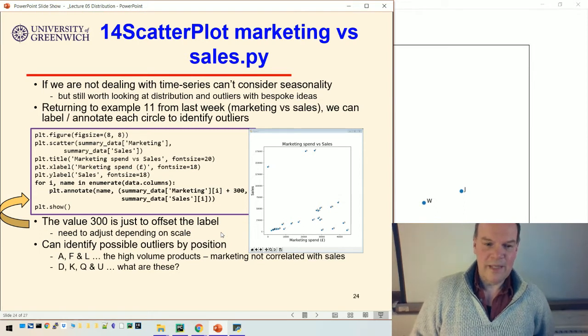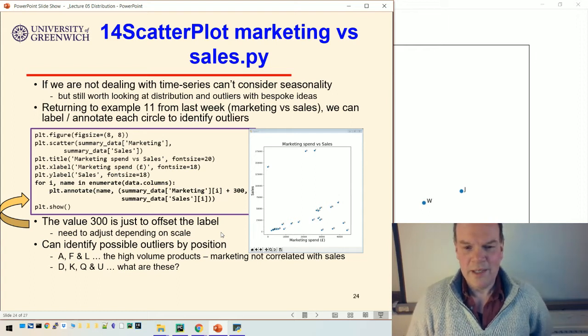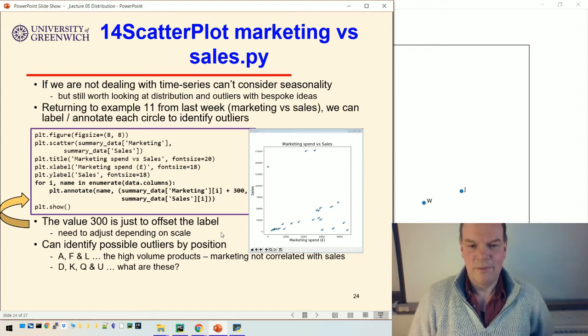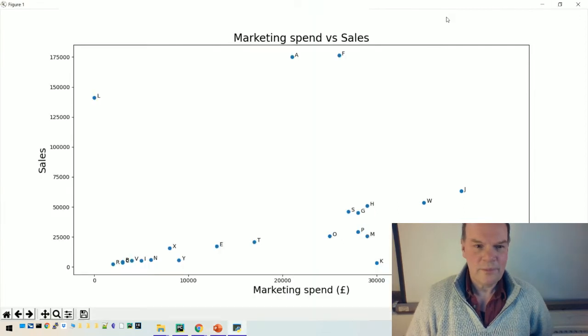So there's my conclusion from that data. A, F, and L are the high volume products, and the marketing isn't correlated with the sales. So there's no marketing spend on L, for example. As you can see, it's right down here. No marketing spend, but it's still selling well. A and F have got quite a lot of marketing, but they're selling much higher than products with higher marketing.